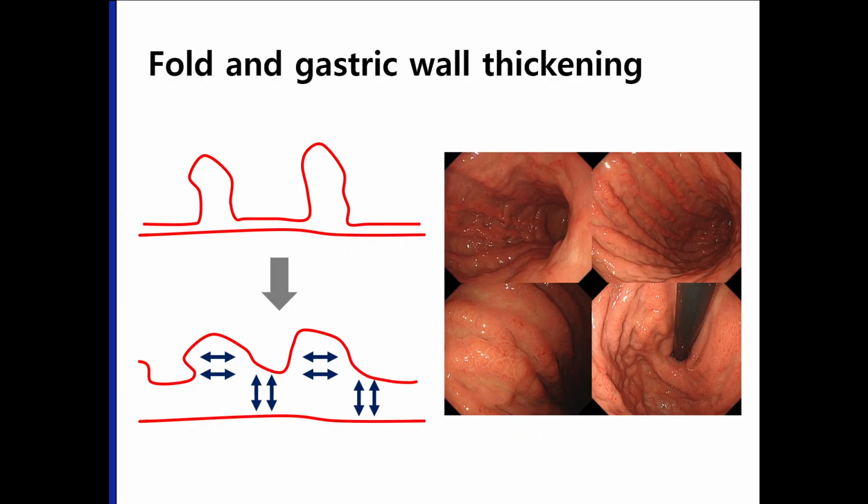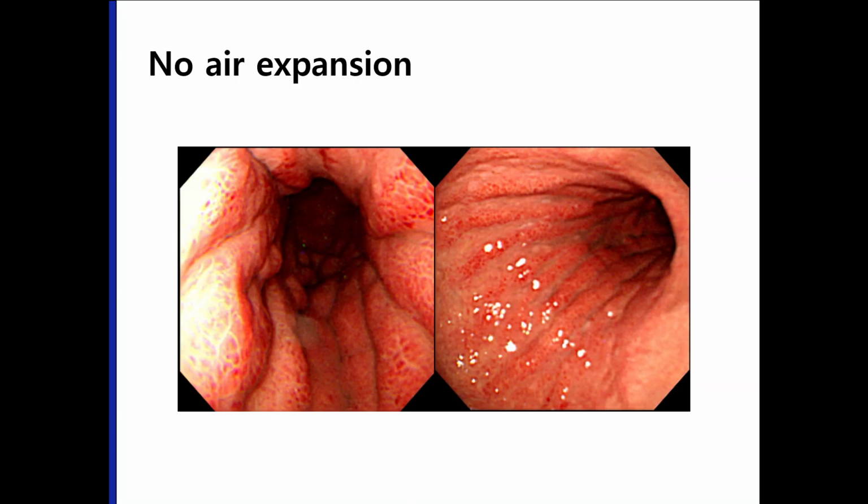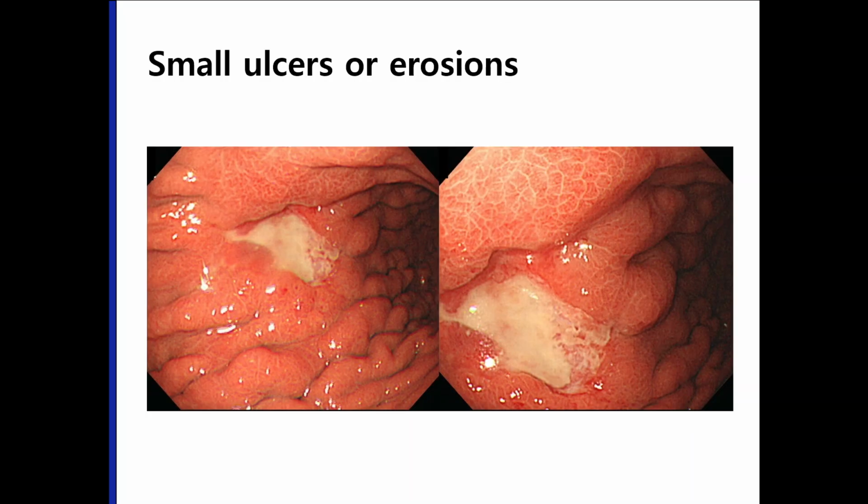What is the most common finding of Borrmann type 4 gastric cancer? Of course, it is a prominent fold thickening. The gastric wall itself is also thickened. Even after sufficient air infusion, the gastric lumen does not expand. There may be small ulcers or erosions. These findings are very important because biopsies from depressed areas are most sensitive.